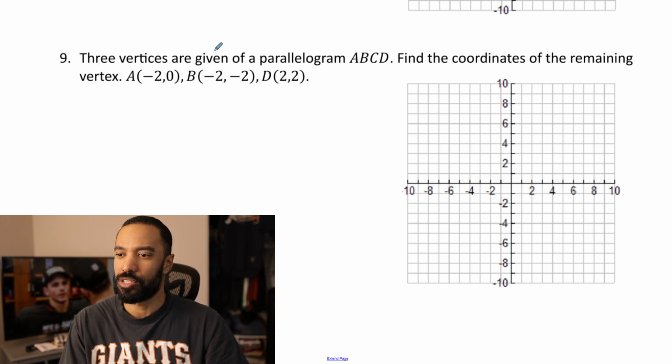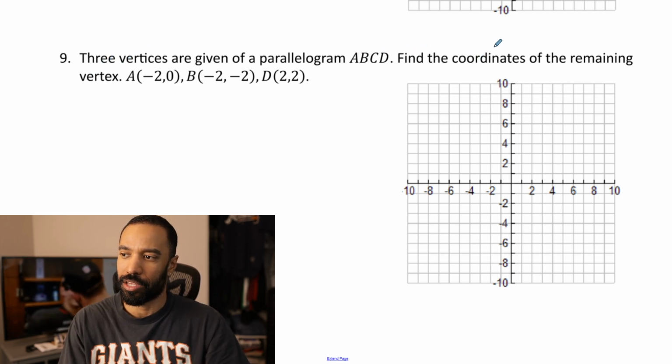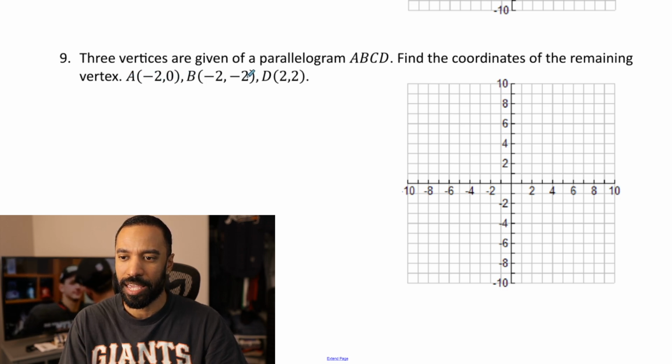Okay, number 9. 3 vertices are given of parallelogram A, B, C, D. Find the coordinates of the remaining vertex given A and B and D.